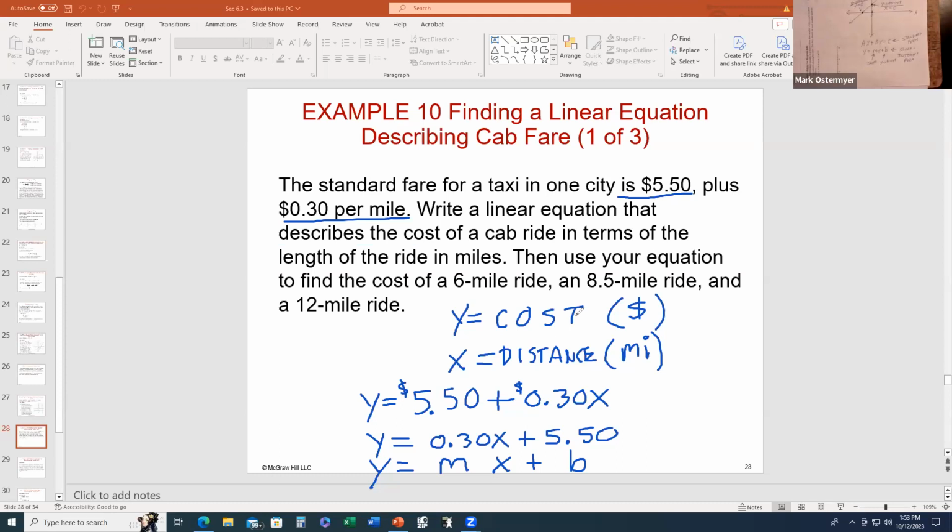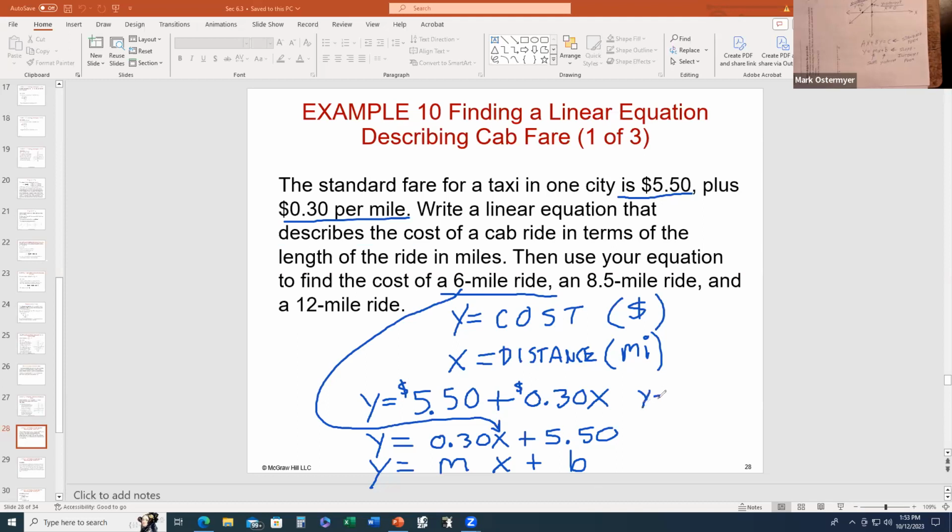Okay, now can I use this linear equation to predict the cost if I drive 6 miles in this cab? How would I do that? How would I determine the cost of going 6 miles in this cab? What variable would I replace with 6? The x variable. x represents the miles we drive. So I would literally take the 6 and substitute it in for the x variable right here.